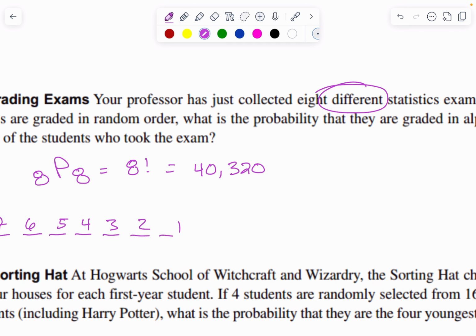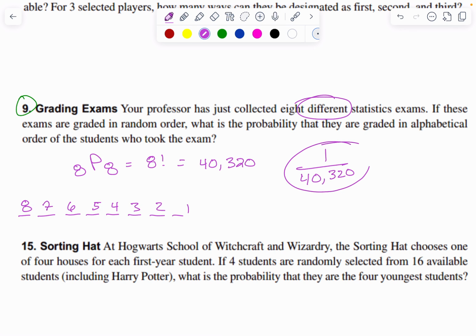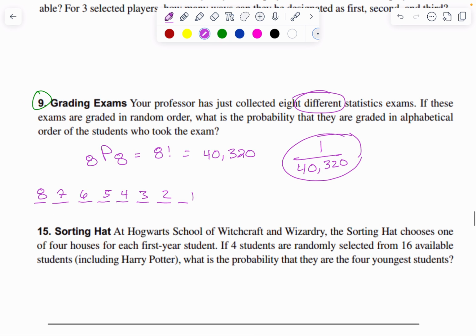So what is the probability that they are graded in alphabetical order? How many out of those 40,000 is exactly in alphabetical order? Only one. Does that make sense? There's only one answer to that. It's just one out of 40,000. That's a 0.002% chance. Does that make sense?